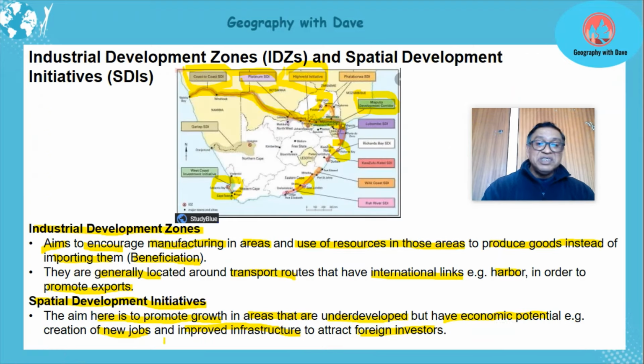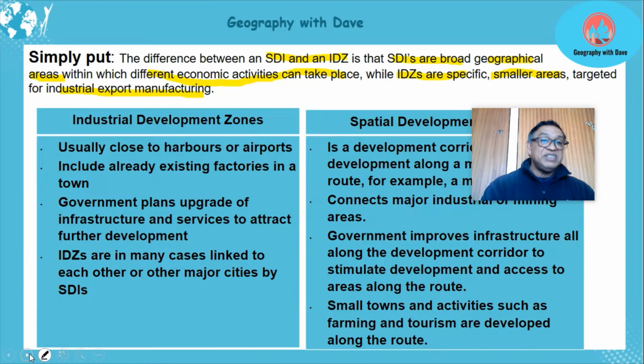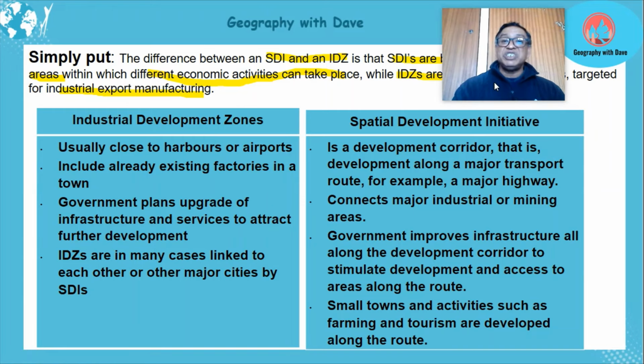Let's not rush through this. Can you see it? Generally located near transport routes, have international links, example harbor, in order to promote exports. So it's one area. Okay, that's your simple. Then just to summarize the basic things that we mentioned. Industrial development zones close to harbors, just to show you a clear difference. Airports, etc., include already existing factories that's in the area.